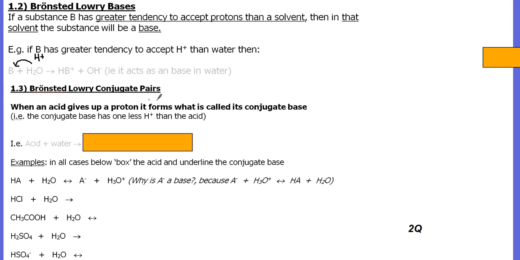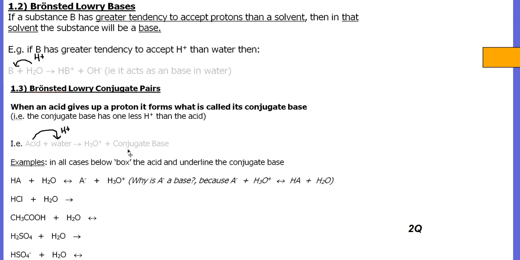When an acid gives up a proton, it forms what's called the conjugate base, i.e. the conjugate base has one less proton than the acid. So for example, acid plus water. We know when you put an acid in water, being an acid, by definition it's going to give protons to the water. That means the acid has lost a proton, and water is going to form H3O+. What's going to be left behind is the acid, which has one less proton, called the conjugate base.